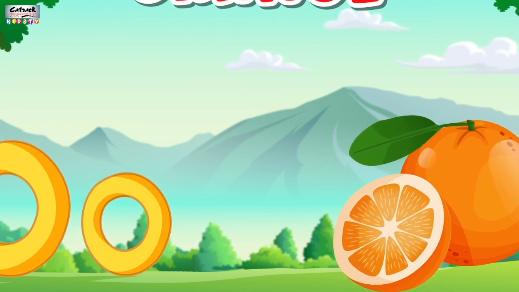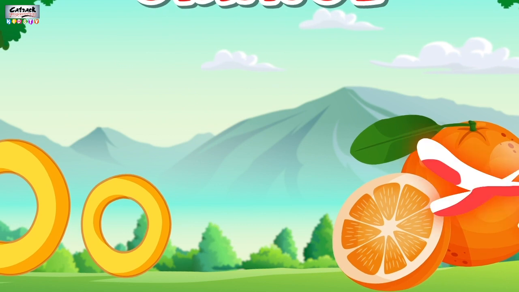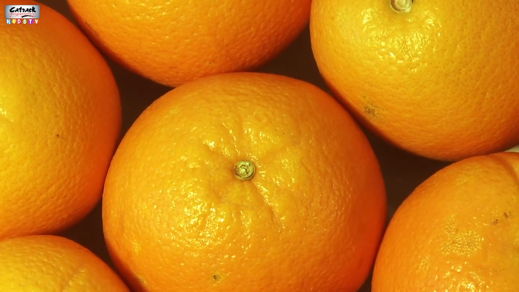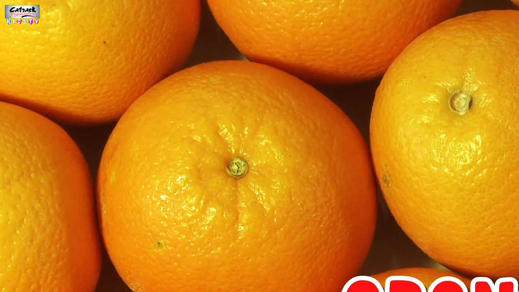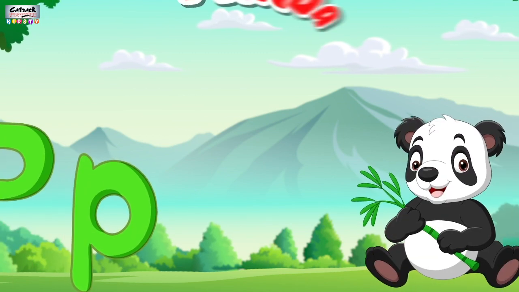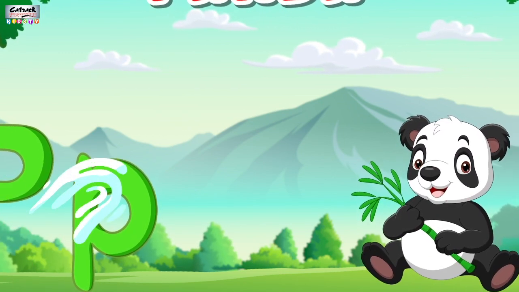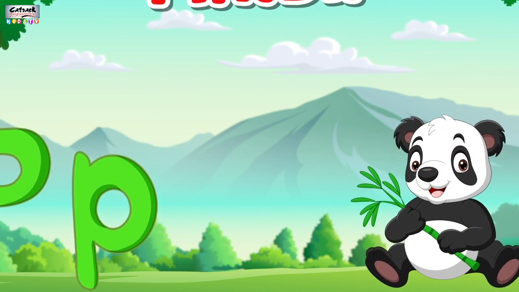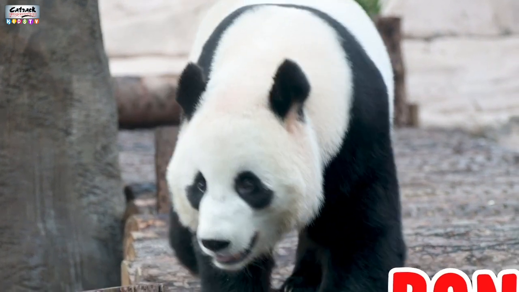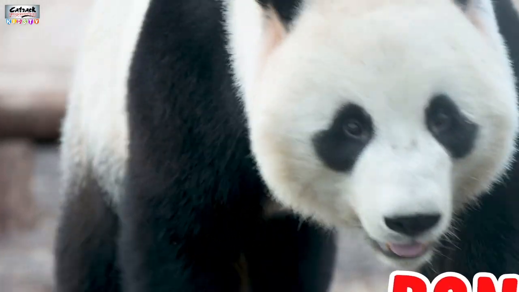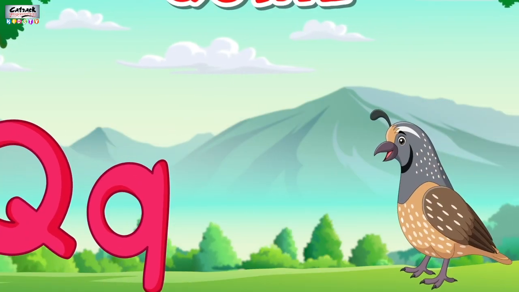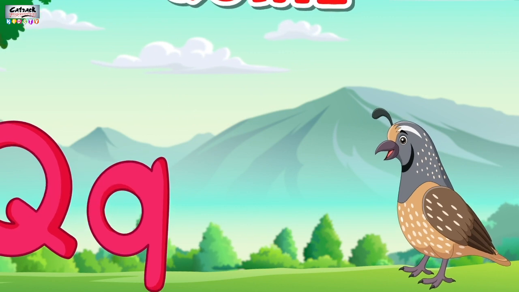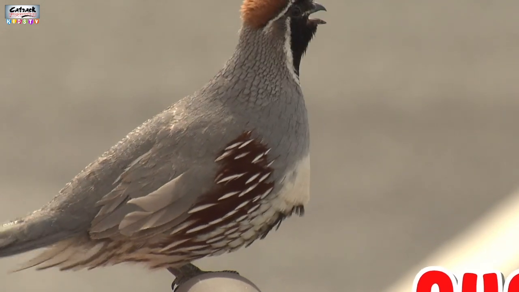O is for orange. Orange. P is for panda. Panda. Q is for quail. Quail.